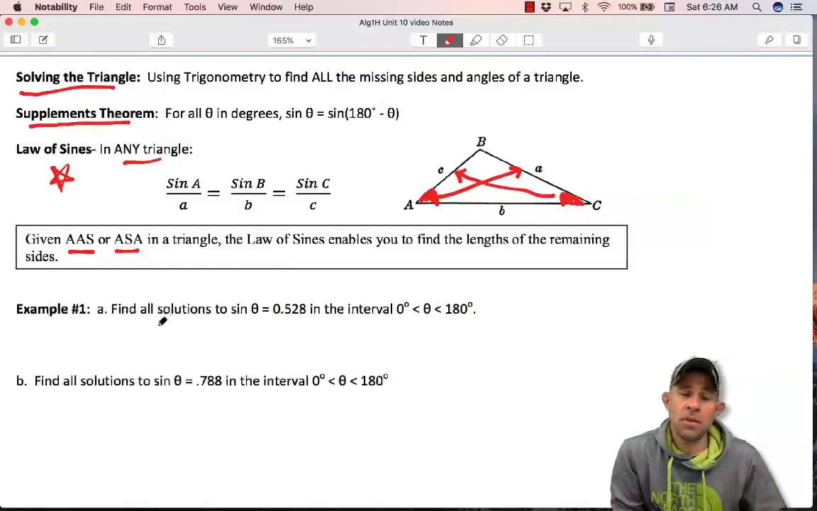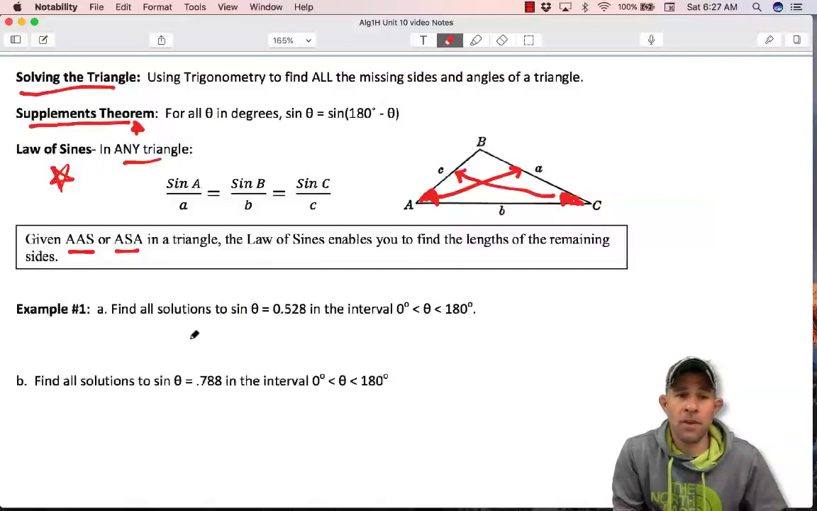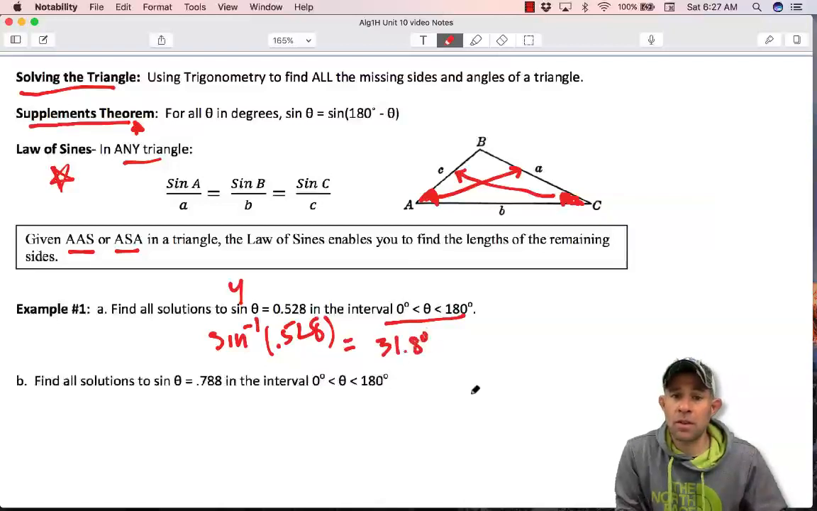All right, so let's jump in with example 1, in which we're going to put to practice this supplements theorem. It says find all the solutions to sine theta equals 0.528 in the interval of 0 to 180. Now remember, sine theta is your y value here. So which theta is going to give us a y value of 0.528? Well, we're going to take the inverse sine of 0.528 to find out what angle measure this is equal to. When we do that on our calculators, we're going to come up with 31.8 degrees.